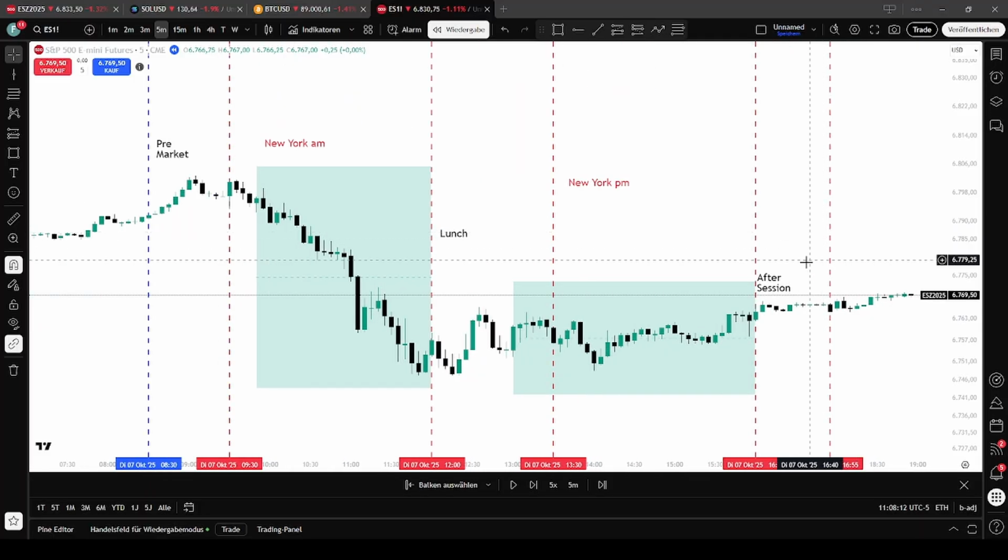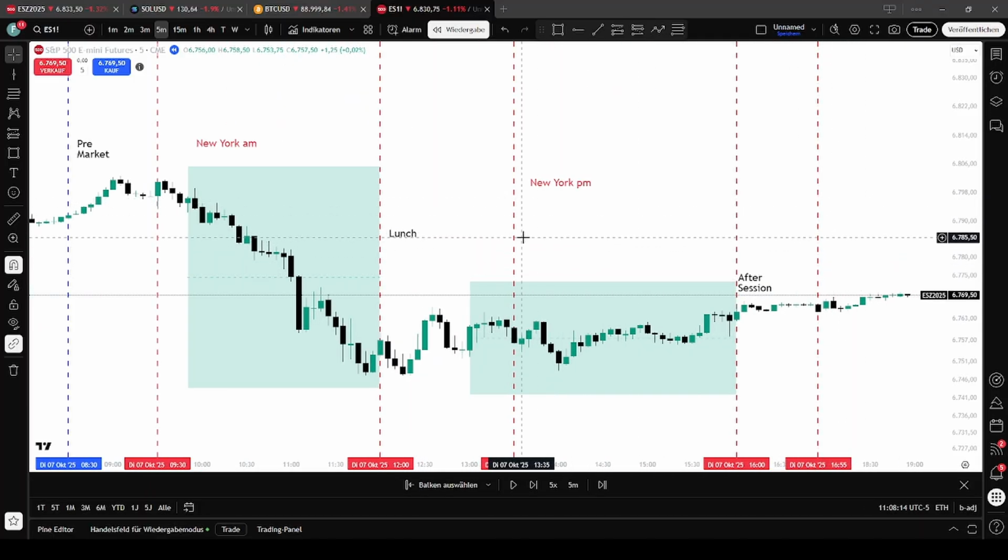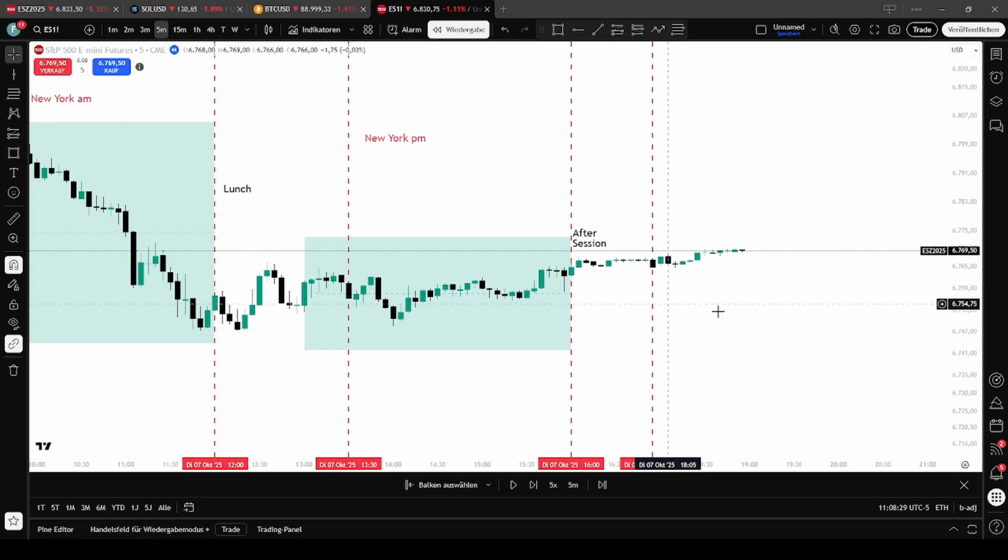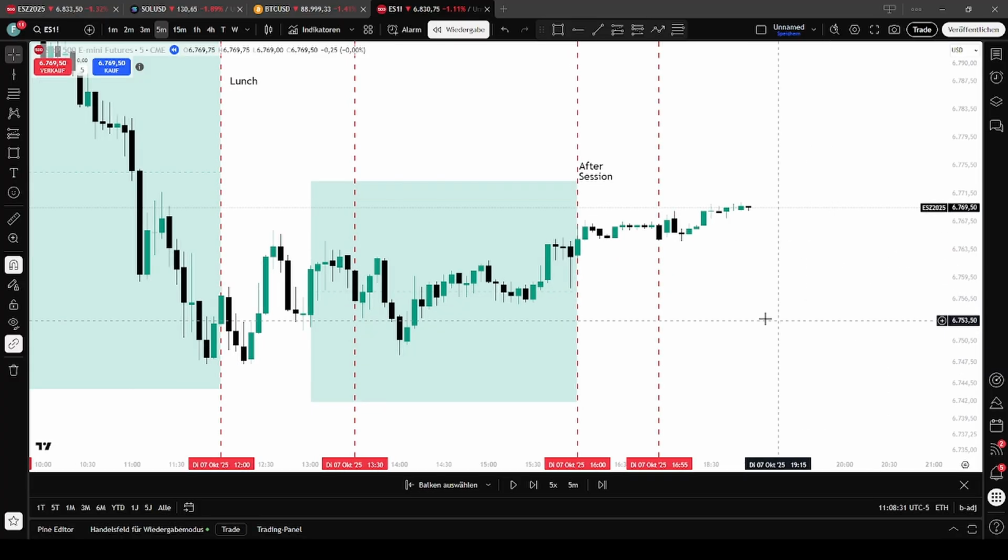From 12 p.m. to 1 p.m. you should avoid looking for new entries. However, if you're already in a trade, you don't have to close it just because it's lunchtime. Starting at 1 p.m. you can begin looking for setups for the New York PM session until 4 p.m. After that I wouldn't take any more trades. If you're still in a trade you should plan to close it soon.